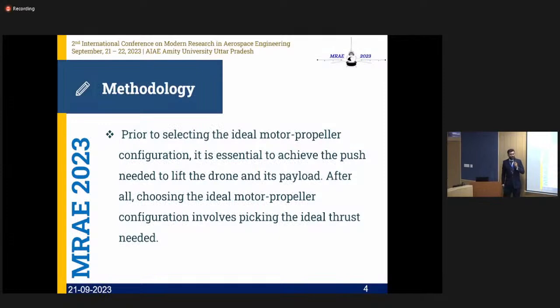So the methodology we are going to adopt is obviously thrust estimation. But this time, rather than the thrust estimation we saw in our previous research papers, we plan to build our own thrust test rig. A couple of research papers back, one of the researchers was doing research on the propeller, maybe with propeller tip speed or something, and he showed us the test rig. Such a test rig was not available with us, so we decided to build our own test rig and then check the different motor and propeller combinations.